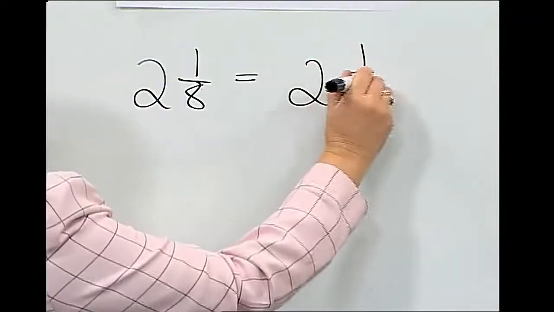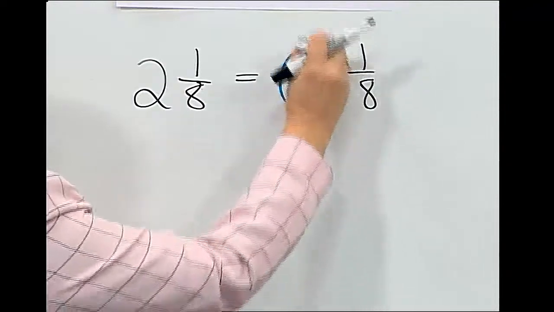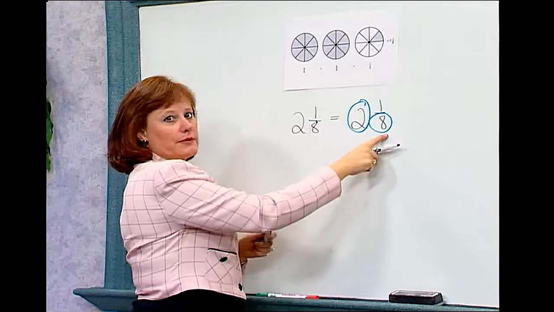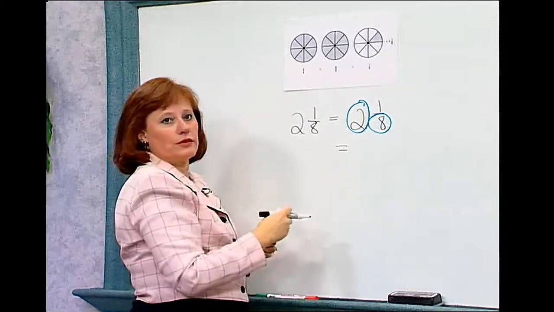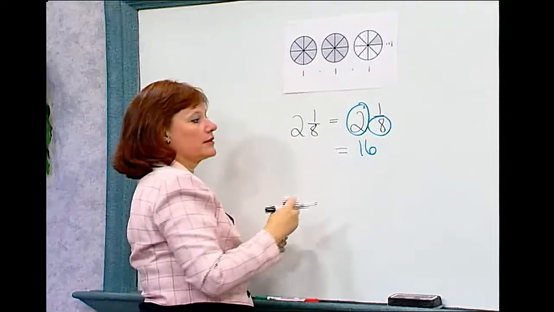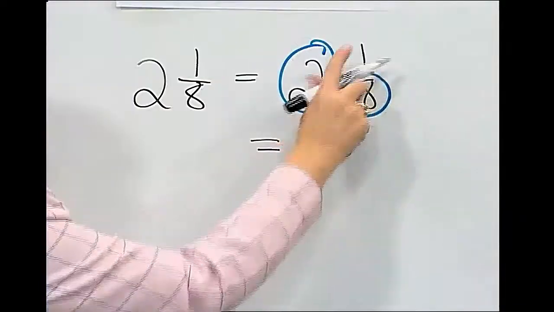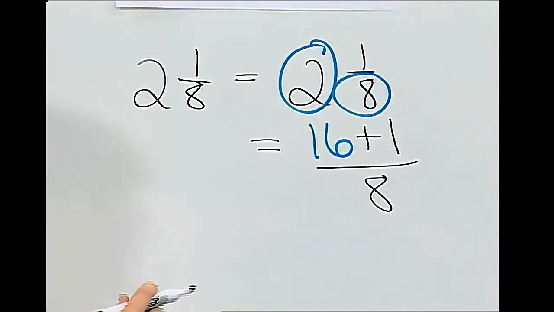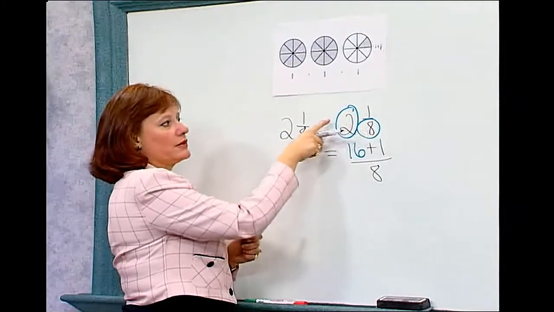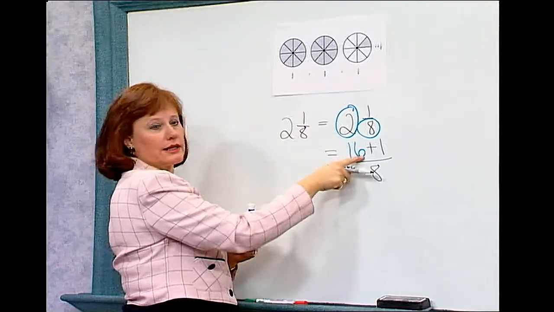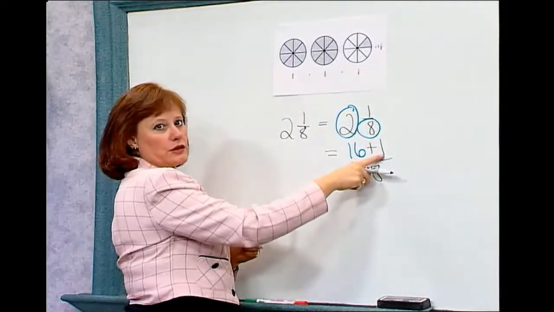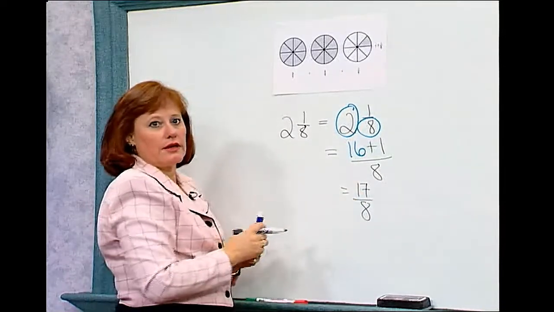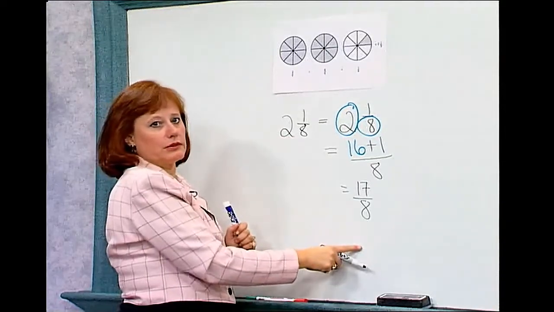In the number 2 1/8, you want to multiply the whole number times the denominator. When you do that, you're going to get 16. You will add the numerator of the fraction and keep it all over the same denominator. So what I did was I multiplied the denominator times the whole number and got 16, and I added the numerator of the fraction, 1. That gives me 17/8. So I'm saying 2 1/8 is equal to 17/8.